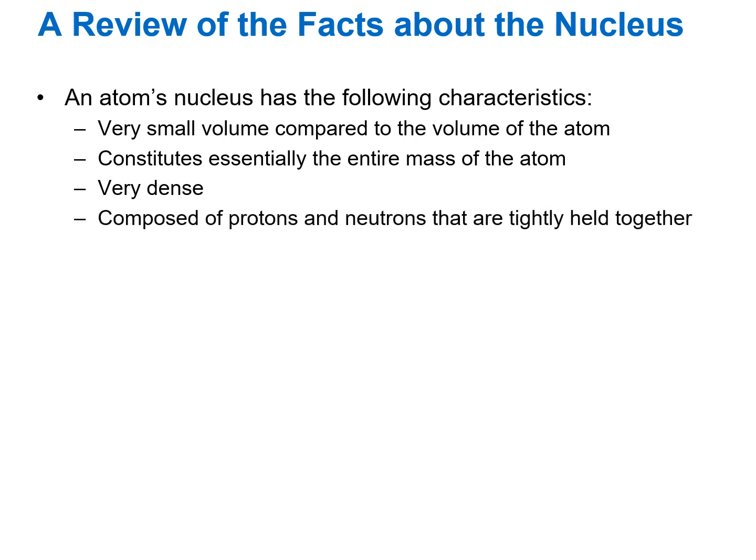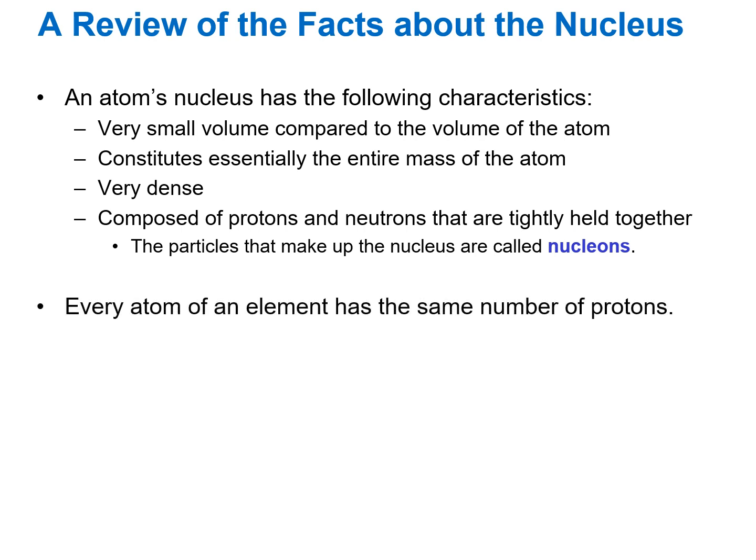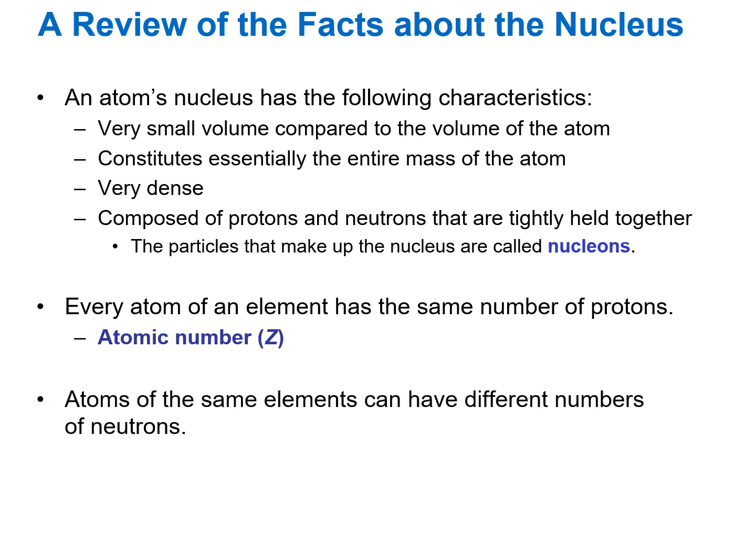It's composed of protons and neutrons that are bound together, and we could call these particles bound together nucleons. So that's some new language that we see here in this chapter. Now, every atom of an element is going to have the same number of protons, and we call that the atomic number, and it's represented generically as Z. So we could say some atom, atomic number Z, and we're just talking about any atom, generically. Atoms of the same element can have different numbers of neutrons, and we understand these to be called isotopes.